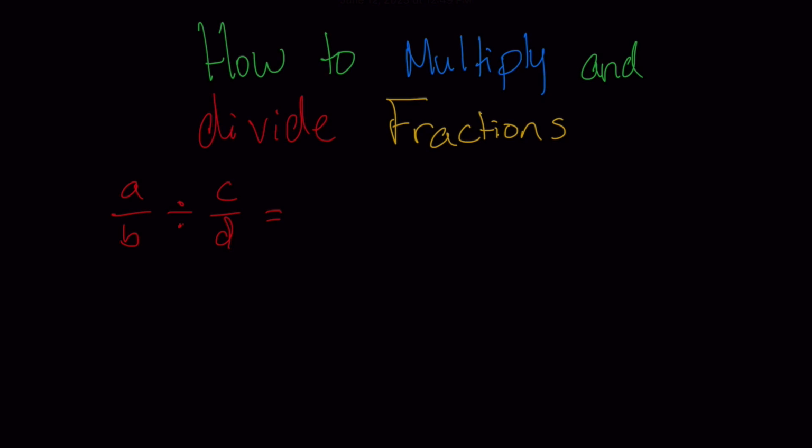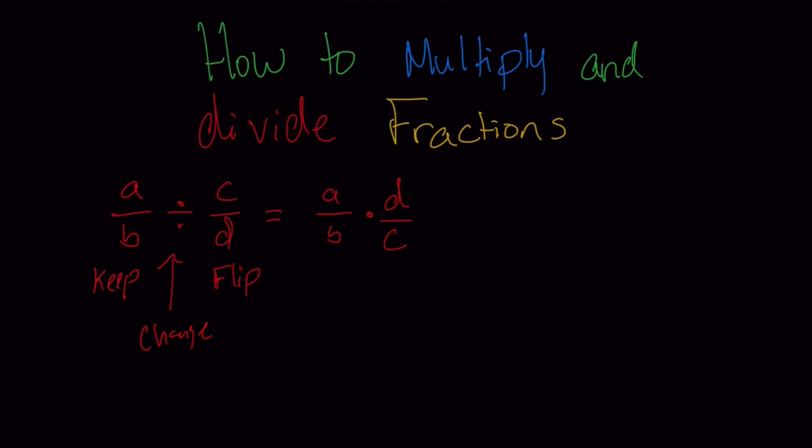We rewrite it as A over B times, so we change this, and we're going to change it to multiplication, and then this is going to be flipped. So we're going to keep, change, flip, and we're going to keep A over B. We're going to be multiplying, so we're changing the division to multiplication, and C over D is going to be flipped to be D over C.